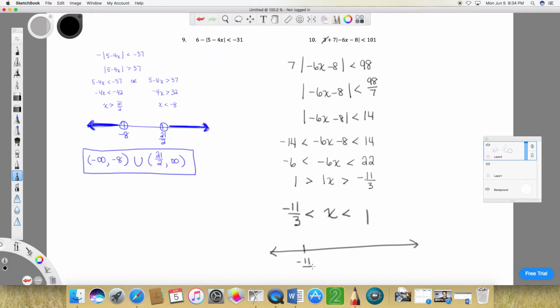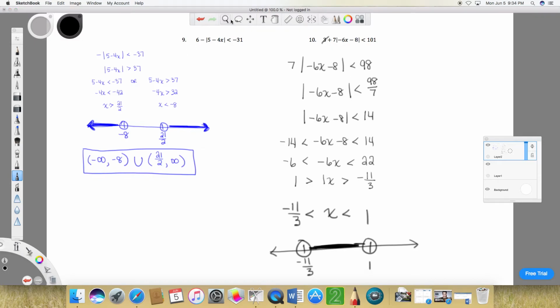Negative 11 thirds is a little bit shy of negative 4, and positive 1 is somewhere over here. I'm going to exclude the endpoints. I'm not going to shade them in because I don't have equal signs, and I don't have the underline underneath there. It does not have equality. It is a strict inequality. So both of these remain hollow, and I just shade in the numbers that are in between there.